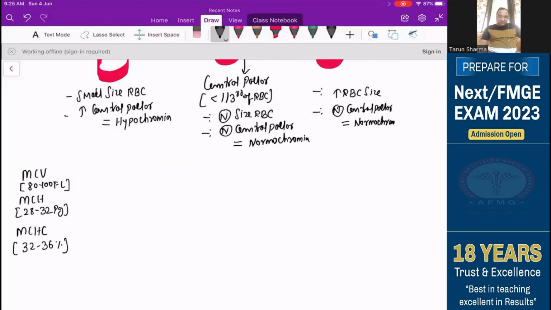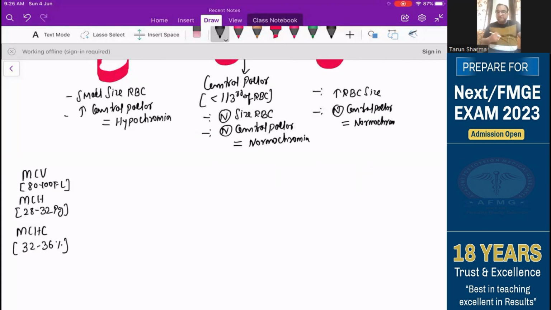So what does MCV tell us? MCV is mean corpuscular volume. It will tell us the average volume of a single RBC. So how much volume a single RBC is occupying, that is called mean corpuscular volume. In other words, I can say that it will tell us the size of the RBC.